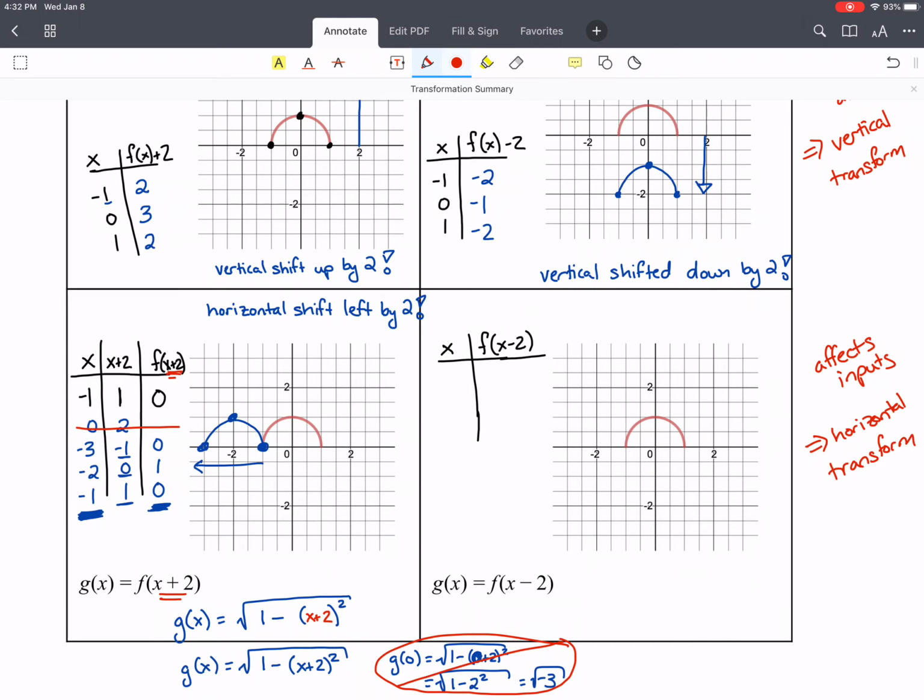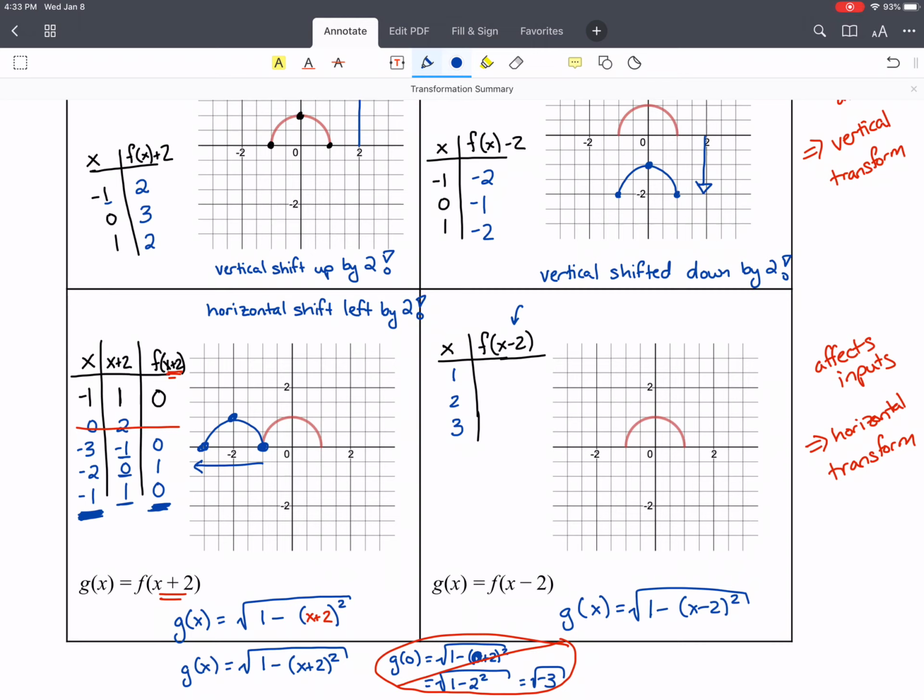Something similar is going to happen with f of x minus 2, only now what I would try is, maybe you would imagine probably it's going to shift to the right by 2, and you would be correct. If I input 1, 2, and 3 in, then g of x is the square root of 1 minus x minus 2 squared.